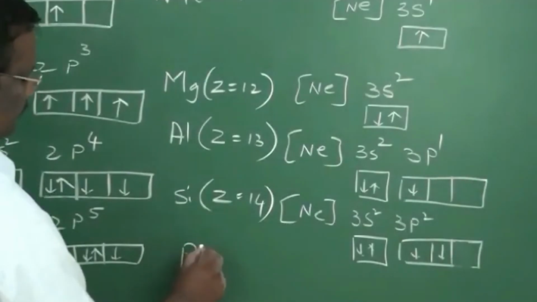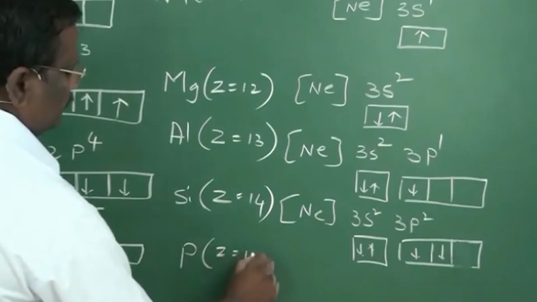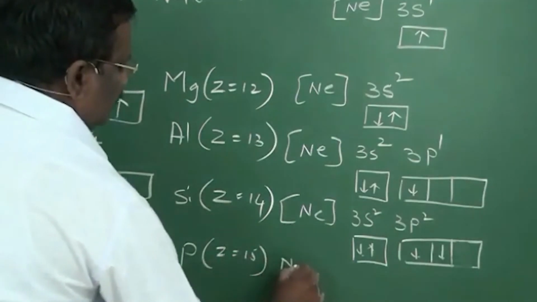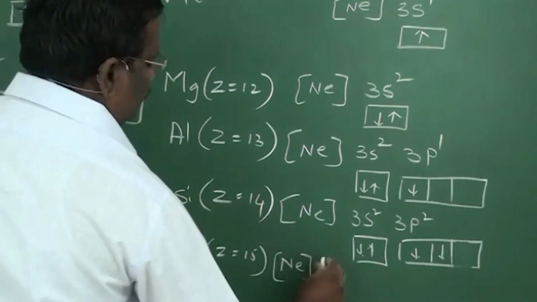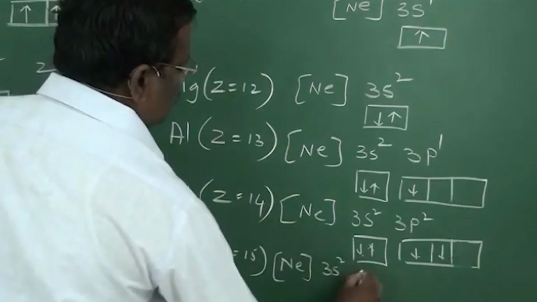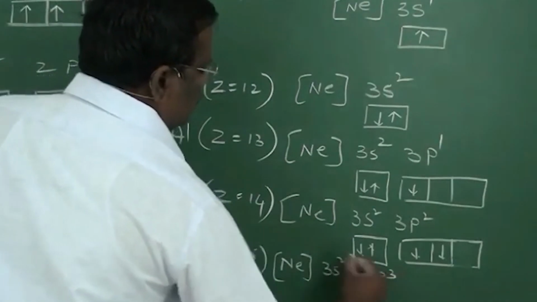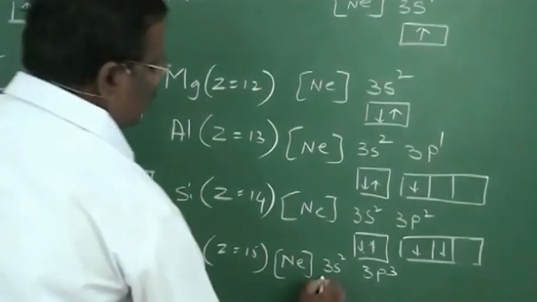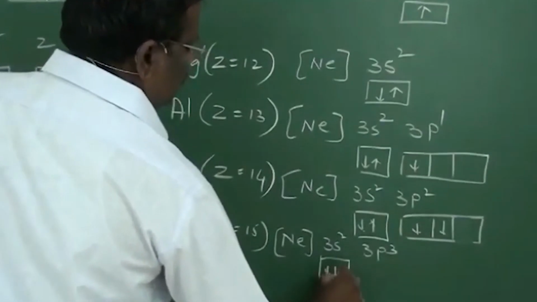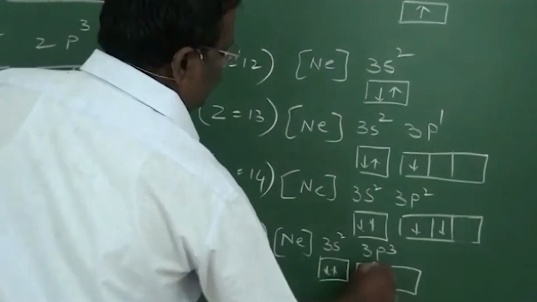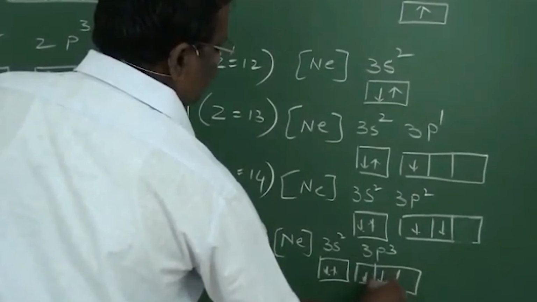Then phosphorus. 3s2, 3p3. In s sublevel we have 2 electrons, and in p we have 3 electrons.